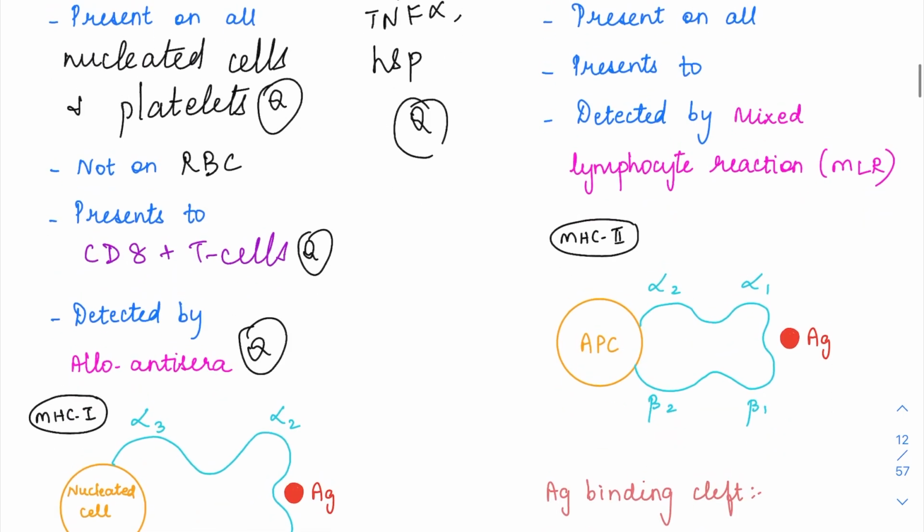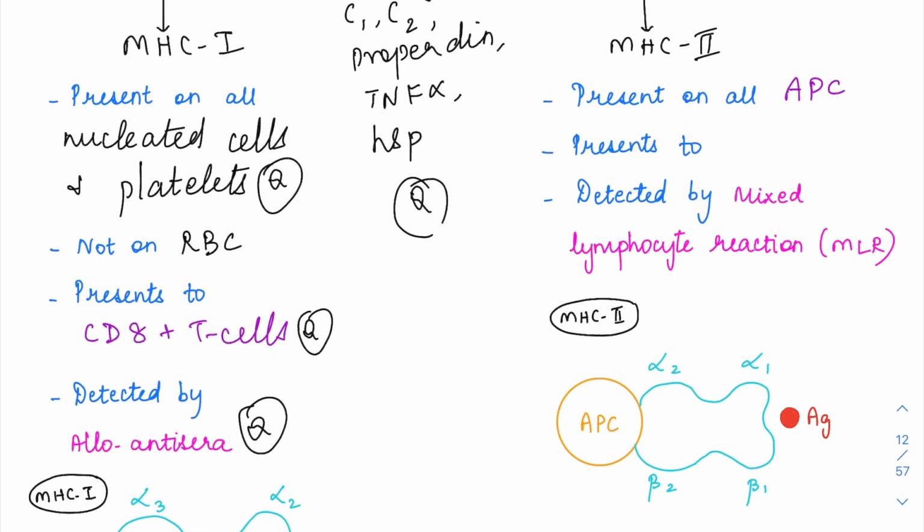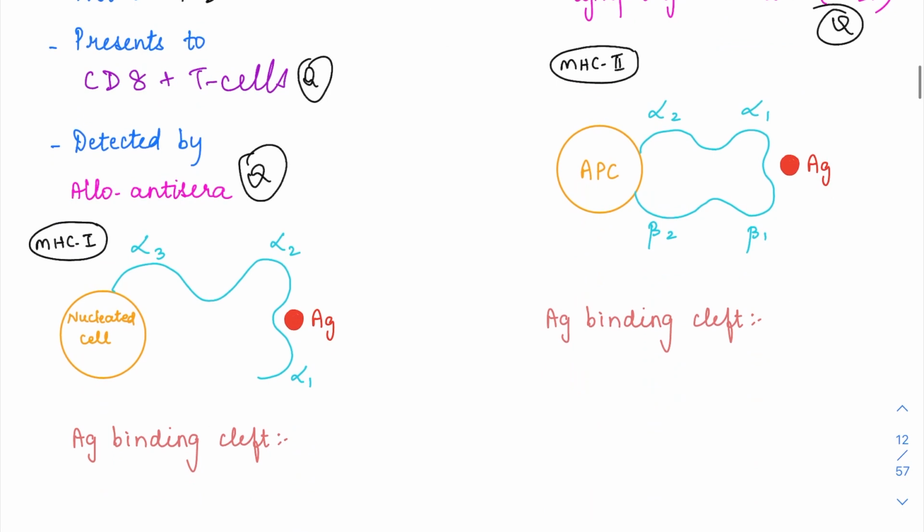Now coming to MHC2, this is present on all the APCs. All antigen presenting cells express this MHC2. Then APCs present the antigen with MHC2 to the CD4 positive helper T cells, right? This MHC2 can be detected by a mixed lymphocyte reaction. This again is a question. So MLR is for detecting MHC2, while allo antisera is for detecting MHC class 1.